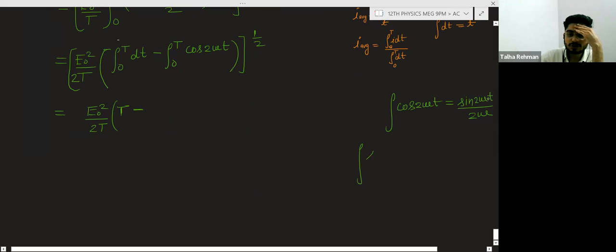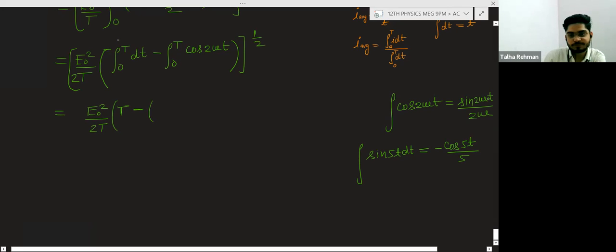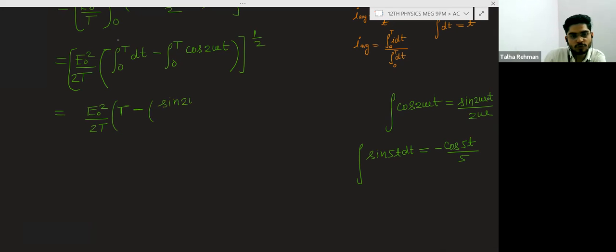If you are doing the integration of sin 5t dt, what will happen here is it will be minus cos 5t, and this 5 will be in the denominator. Now integrate this: it will be sin 2 omega t divided by 2 omega, and you will apply the limit 0 to t. This whole thing has the power 1 by 2.